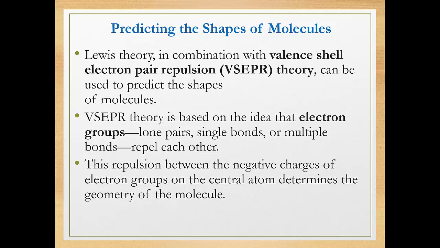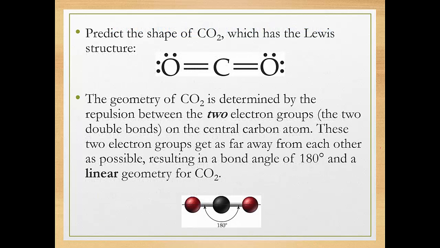It can be used to predict a three-dimensional shape of a molecule, and it's based on the idea that all of the electron groups, whether they be lone pairs, single bonds, multiple bonds, are going to repel each other, like charges repel. So the repulsion between the negative charges of the electron groups on a central atom is going to determine the geometry of the molecule. It's all based on whatever atom is in the center of the structure you're looking at. You're going to look at what's attached to it.